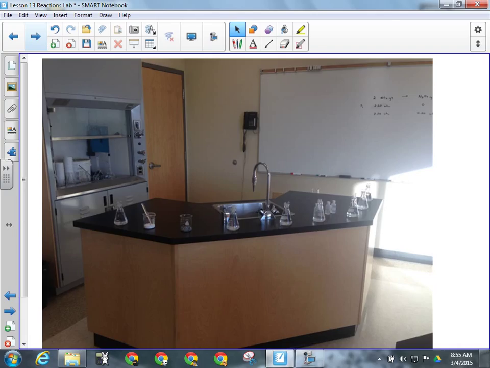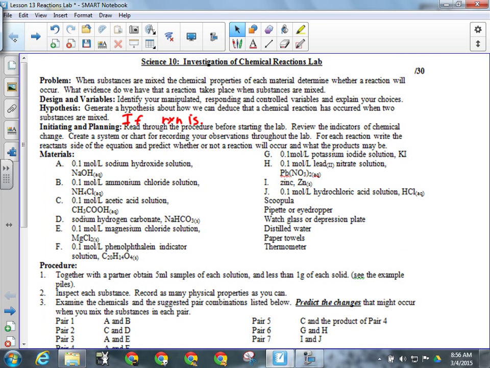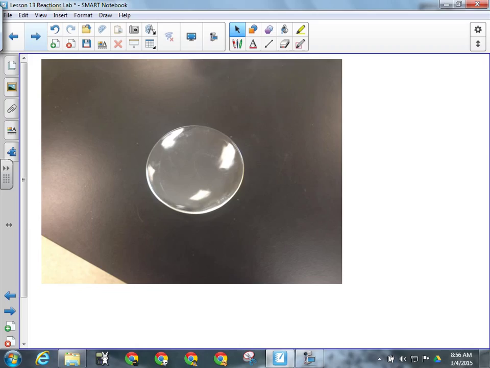So on the Erlenmeyer flasks, written in red permanent marker on the sides is the chemical formula for what is in there. For example, for sodium hydroxide, it's going to be NaOH. So you just look on your materials list, where the name and the formula is beside everything. If it says you're mixing pair 1, A and B, you need to look for NaOH and NH4Cl.